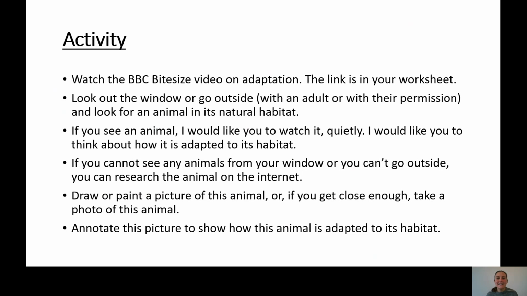And then the main activity, I would like you to either look out your window or go outside to a park or a garden, obviously with an adult or with their permission, please, and look for one of those animals or another animal that you can see in its natural habitat. Okay. If you see an animal, particularly if you've physically gone outside, I'd like you to watch it really quietly. And I would like you to think about how is it adapted to its habitat.